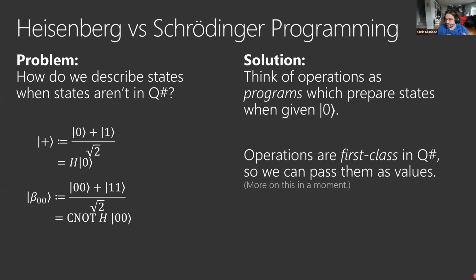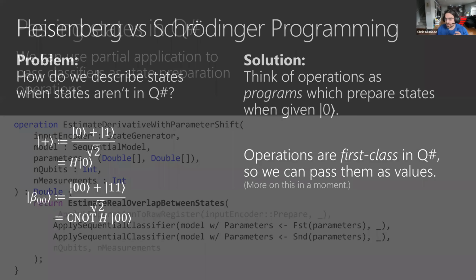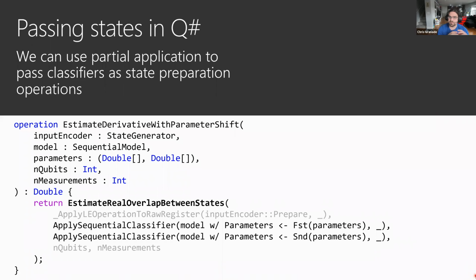If I take inspiration from that, then I can really think of the idea of a state as it commonly appears in a quantum algorithm as being a program which prepares copies of that state. Since operations are first-class values in Q#, I can pass those operations, those procedures that let me prepare copies of a state, as values. And so when I come back to the Hadamard test that you saw earlier in the QCC classifier, I can use language features in Q# like partial application to pass around the state that's prepared by my sequential classifier as an input to the Hadamard test.